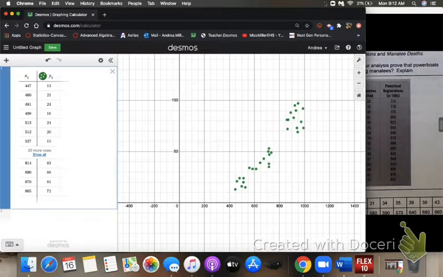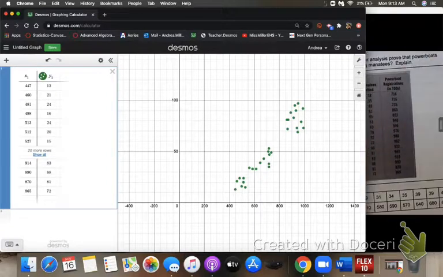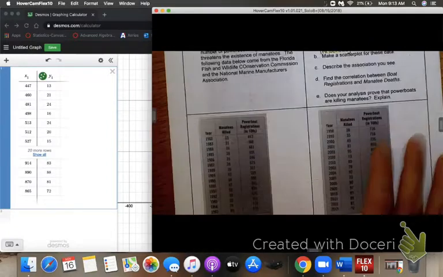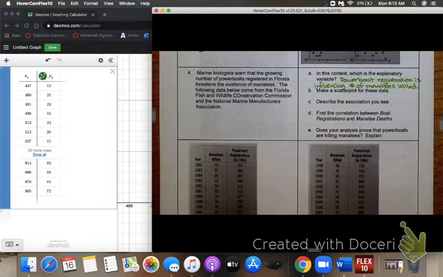And so we can see there is a positive association, right? As the number of registered powerboats is increasing, the number of manatee deaths is going up, and it does appear to be linear. So let's go ahead and take a look at answering some of the questions now. One of the questions says, make a scatter plot. So we did that.